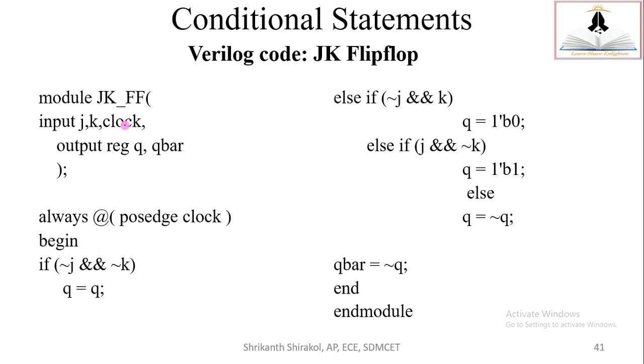Similarly, the JK flip-flop. J and K are the inputs, rest everything is the same. If J and K are 0, 0, maintain the same state. If 0, 1, follow the J value. If J is 0, Q is 0. If J is 1, Q is 1. Else, you should follow the toggle case. This is the toggling case. So this I want you people to check, take it as a task for you.